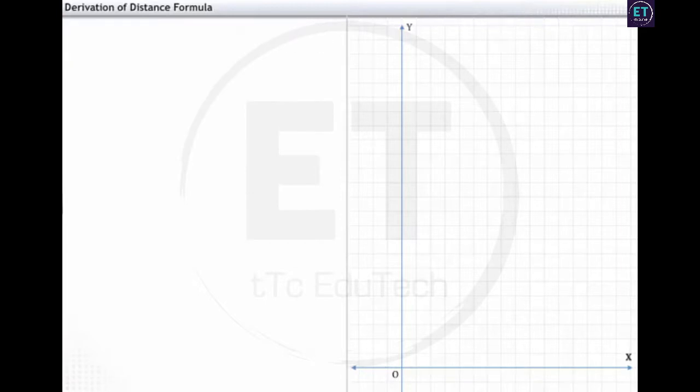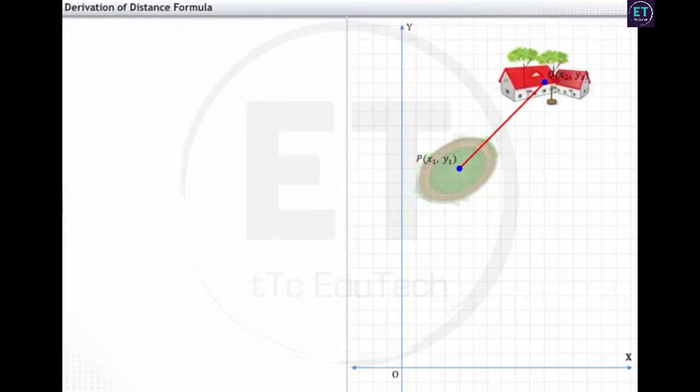First, let us derive a generic formula to obtain the distance between any two points with the help of their coordinates. In the graphical representation of the distance formula on the screen, let point P (x1, y1) represent the stadium on the graph, and point Q (x2, y2) represent the school.